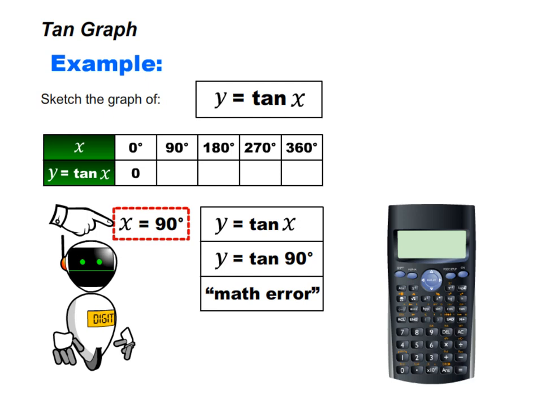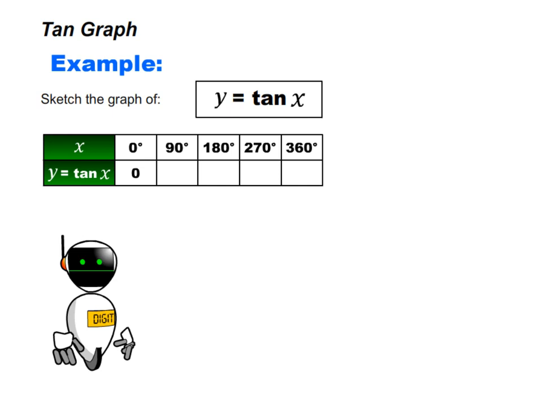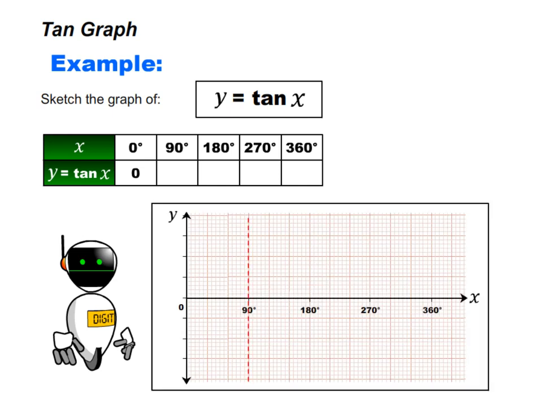When x is equal to 90 degrees, tan 90 degrees will be undefined. This means we have a dotted line at x is equal to 90 degrees. On your table, just under 90 degrees, write undefined. Look at the table.